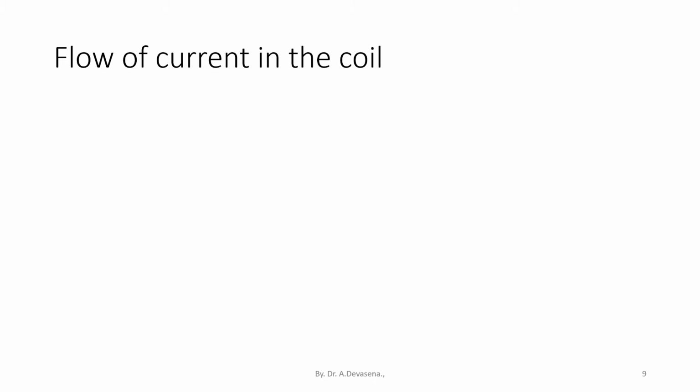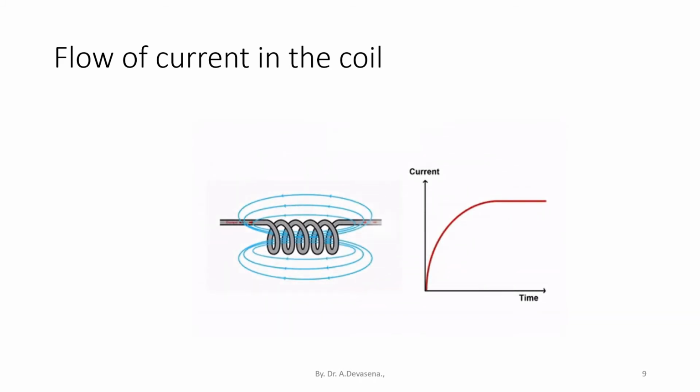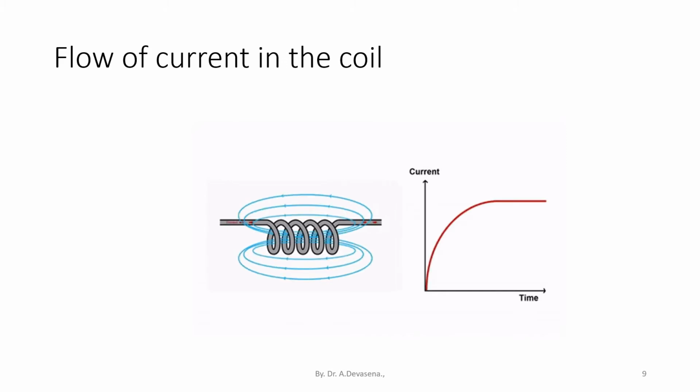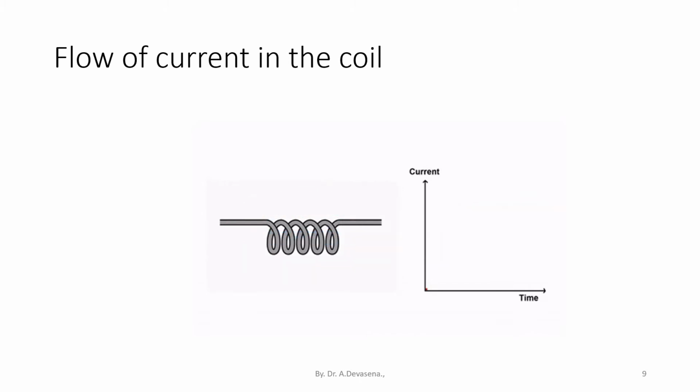Let us see how the current is flowing in the coil with a small animation. This is the representation of a coil. Now in the coil, current is flowing. Because of the flow of current, a magnetic flux is indicated. This is represented in the graph.